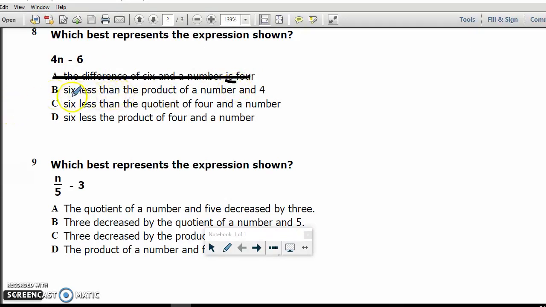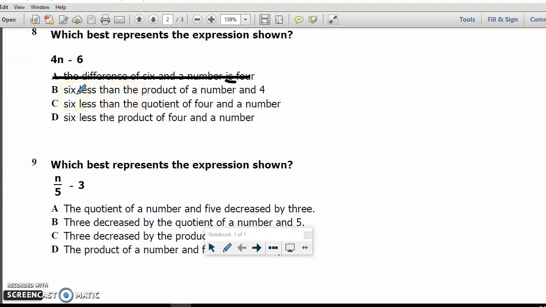B says 6 less than the product of a number and 4. Product means we're multiplying. What are we multiplying? We're multiplying a number, an unknown number, n in this case, and 4. Are we multiplying n and 4 in this problem? Yes, we are. So that will work. But let's look at the second part.